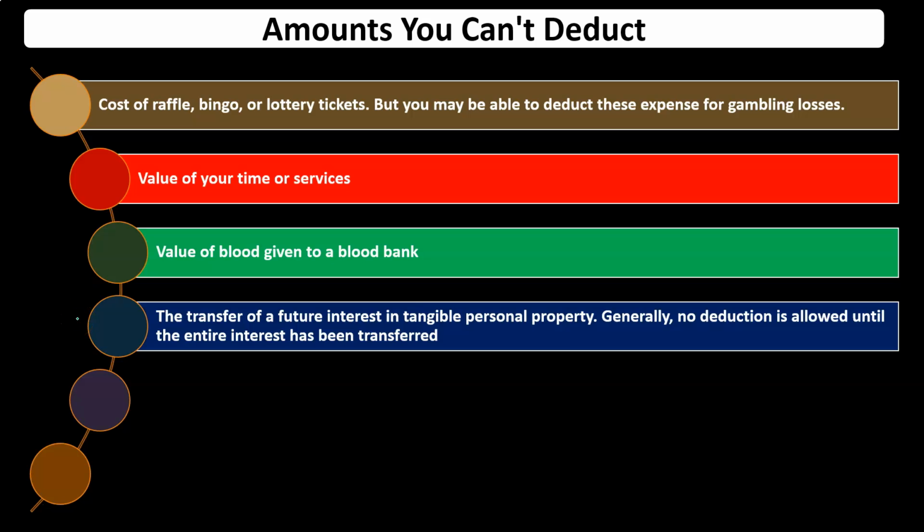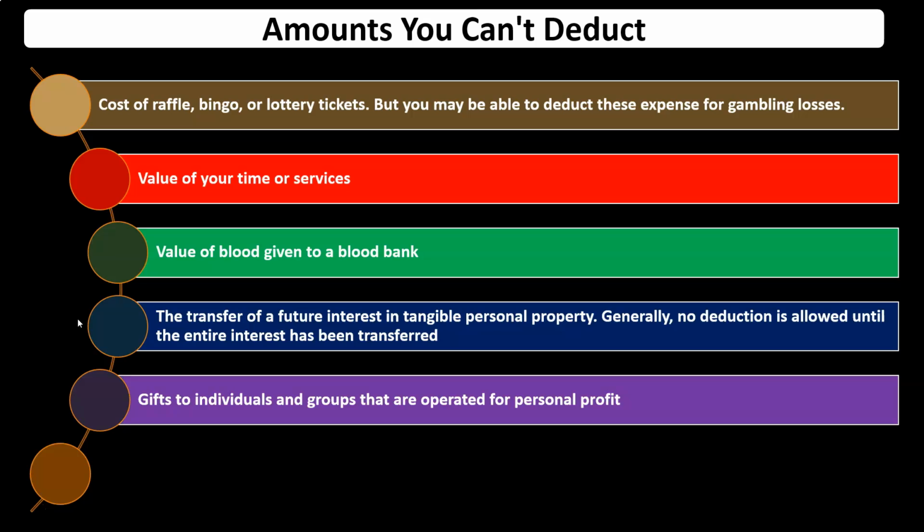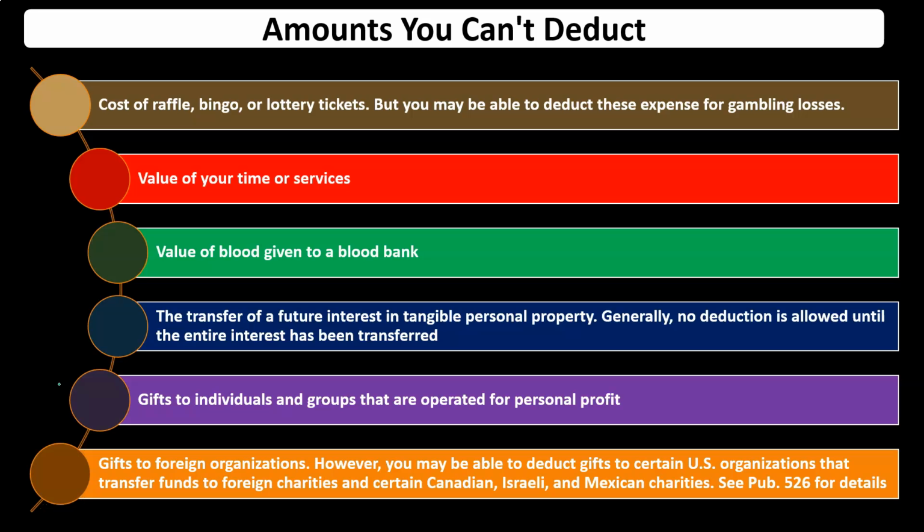The transfer of future interest in tangible personal property. Generally, no deduction is allowed until the entire interest has been transferred. Gifts to individuals and groups that are operated for personal profit. So if you just give money to somebody that's not an organization, that might be a good thing to do in some circumstances, but it's not going to be deductible as a charitable deduction, because they're not a charitable organization and the IRS has no way of verifying anything under those circumstances.